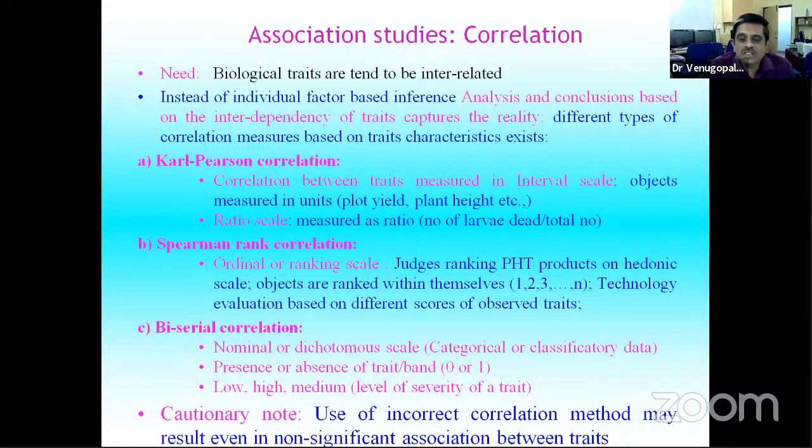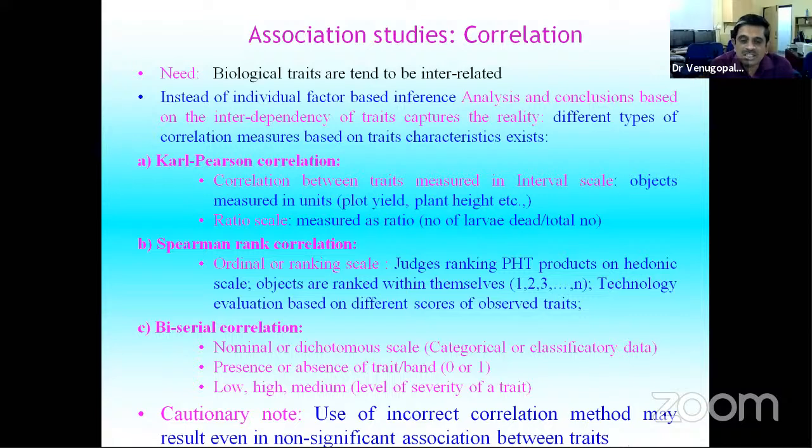Suppose in post-harvest studies, the judges are asked to evaluate different products for flavors or whatever traits are under study. Here they will be giving ranks for each of the products for whatever the characters studied. So the ranks will be given in some hedonic scale. Here our main aim is whether the judges' inference with respect to suitability of a particular product is the same. So whether the judges are associated among themselves in taking the holistic inference. Here we cannot use the Karl Pearson correlation because it is dictated by a ranking scale. So we need to go for Spearman correlation.